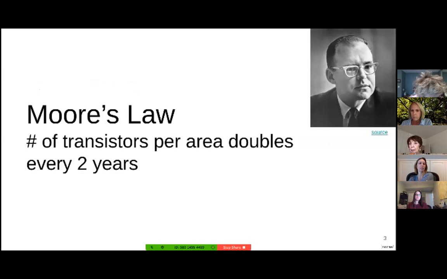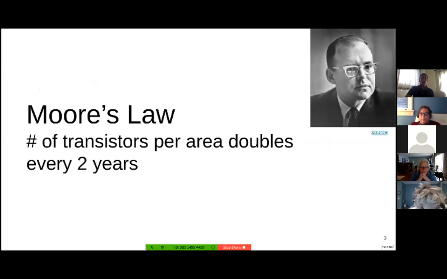Moore's law, simply put, states that on a new microprocessor, the number of transistors per unit area doubles every 2 years, because we get better at printing transistors onto a chip, and we can make them smaller, cram more transistors in the same area.